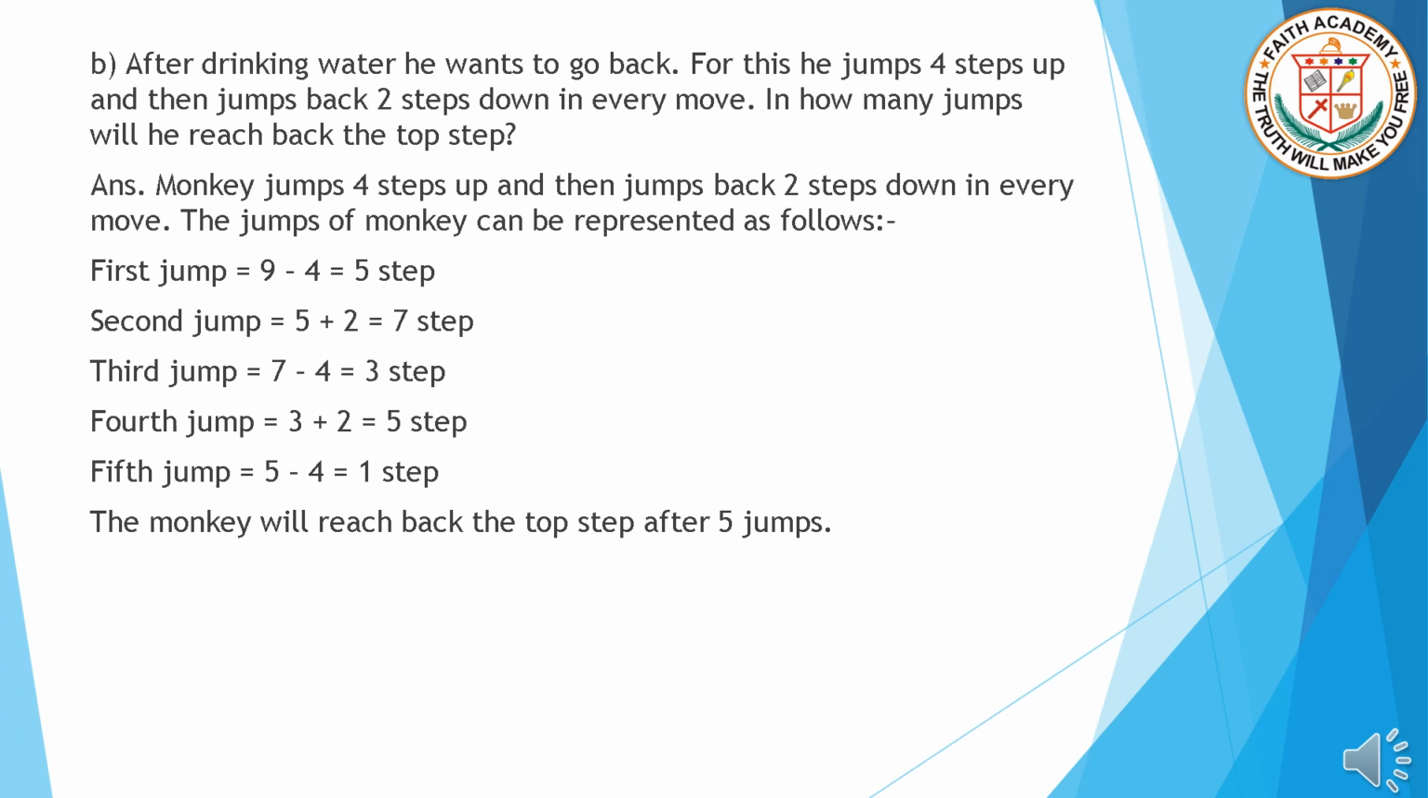So first jump, he is at the 9th step, so he moves 4 steps back, he will reach the 5th step. On his second jump, he is at the 5th step and he moves 2 steps down, and now he reached the 7th step. On his third jump, he is on the 7th step and he'll go 4 to the top and he has reached the 3rd step. On his fourth jump, he is at the third step. He will move 2 down and he will reach the fifth step.